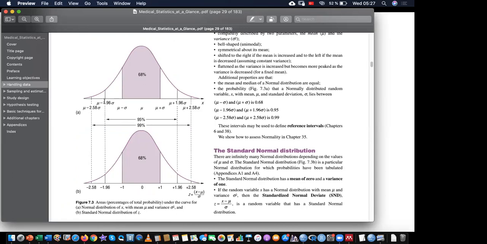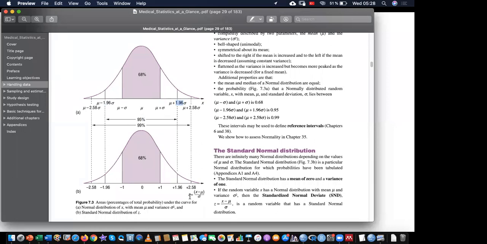Between the mean and plus minus 1.96 standard deviations, or we can roughly say 2 standard deviations, we have 95% of the cases. That's very important in medicine. In medicine, we usually take the 95% of the cases as normal, and above and below that we regard as abnormal, high or low. Therefore, we have to know that between the mean minus 2 standard deviations and the mean plus 2 standard deviations, we have 95% of the cases.